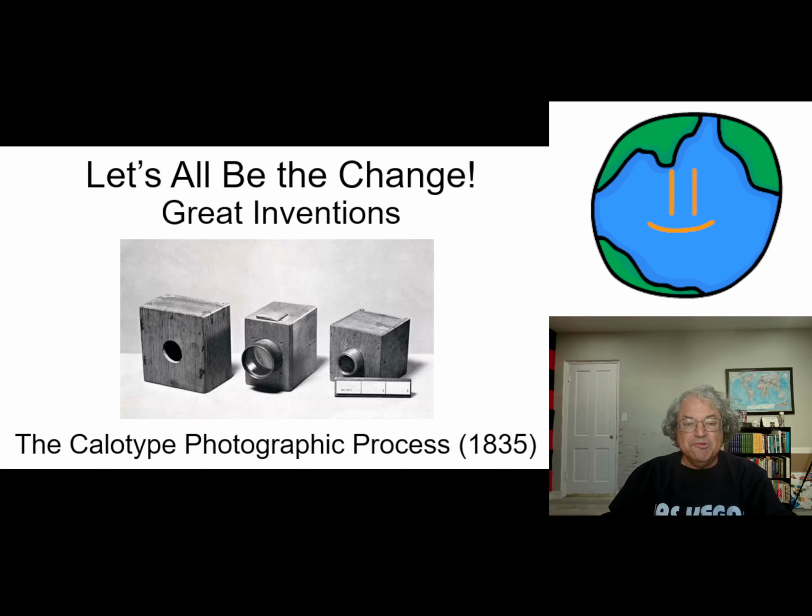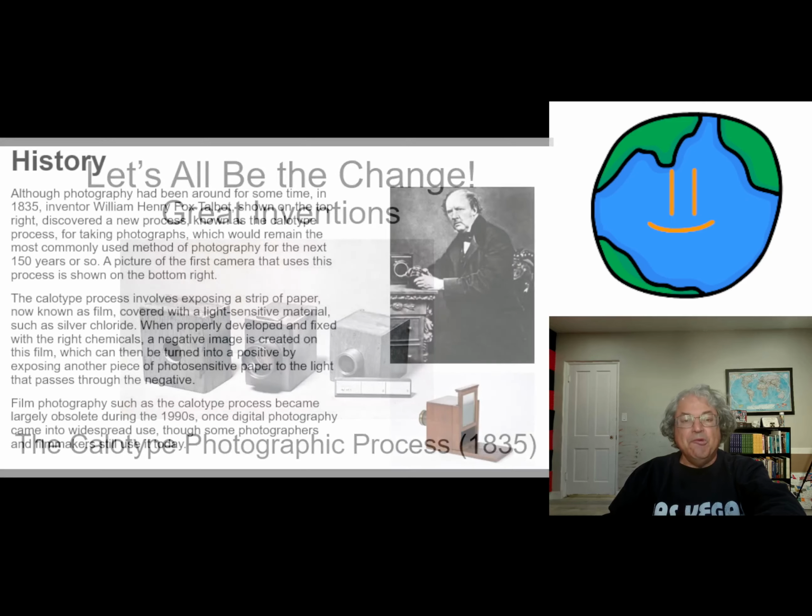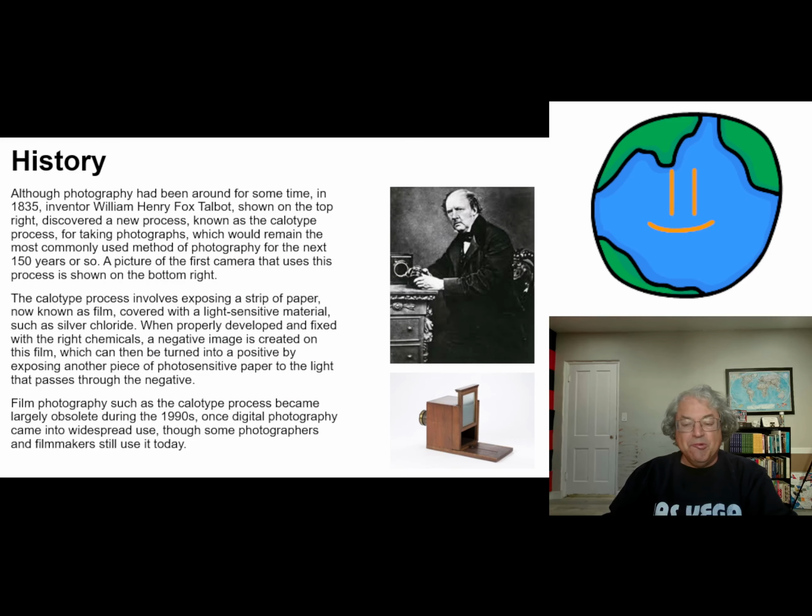And today I'm going to talk about what I think was a very important invention, namely the Calotype Photographic process, which was invented in 1835. And this cover slide shows some old box cameras that were some of the first to use this process. So anyway, let's begin. I'm just going to read you this slide. This is about the history.